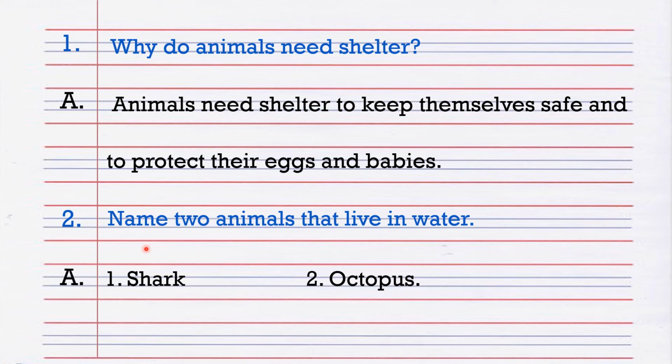Number 2, name 2 animals that live in water. We need to name 2 animals जो कि underwater रहते हैं. Answer is the number 1, shark. Number 2, octopus. So shark and octopus are 2 animals that live under water. There are hundreds of other animals too, but we are only required to write 2 animals. So we'll write shark and octopus.